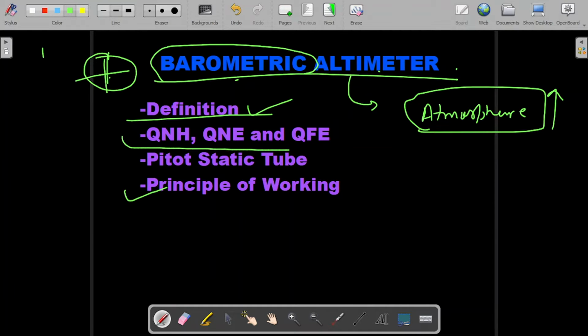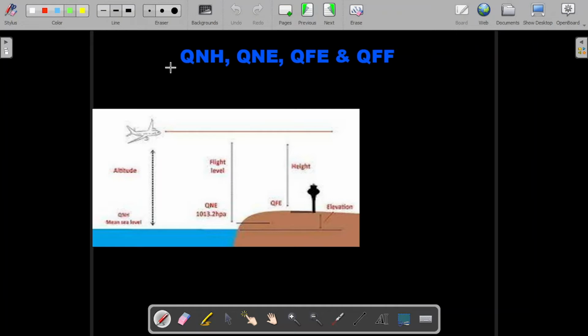Okay, so the second topic will be QNH, QNE, QFE. What are these pressures? How is the height calculated using these pressures? That I'll be discussing. And the pitot static tube and the principle of working of the barometric altimeter, I'll be combining these two. So that will be coming ahead. So second, we'll go to QNH, QNE, QFE and QFF.